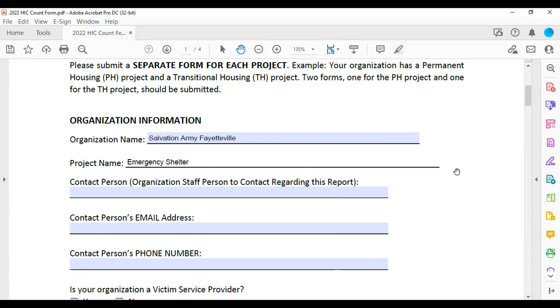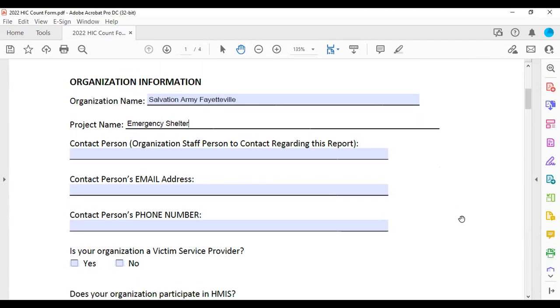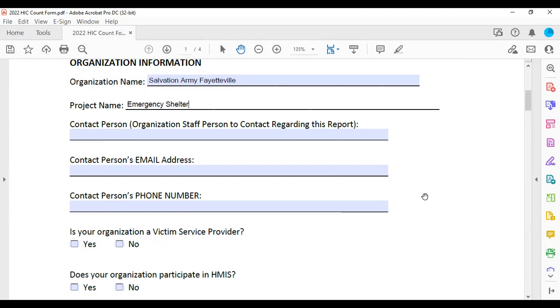Yes, that's a really great example. Thank you, Jessica. However many projects you have that are different, and we'll talk more down here, you'll be answering questions about what type of project it is. So for each separate type of project, you will complete this.